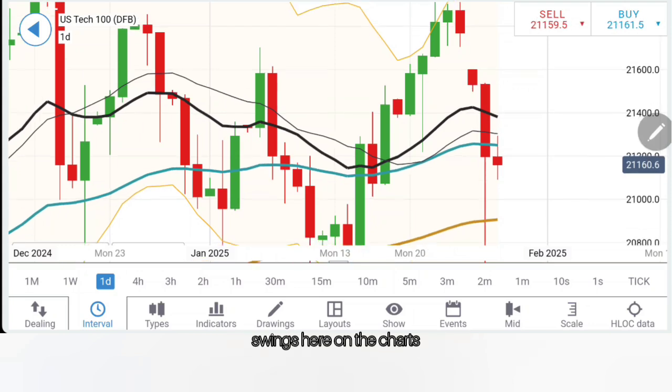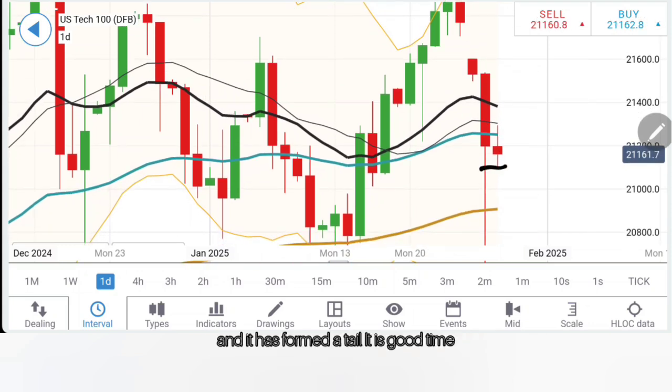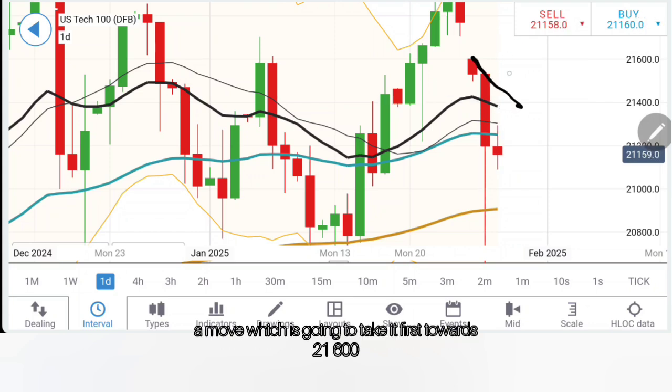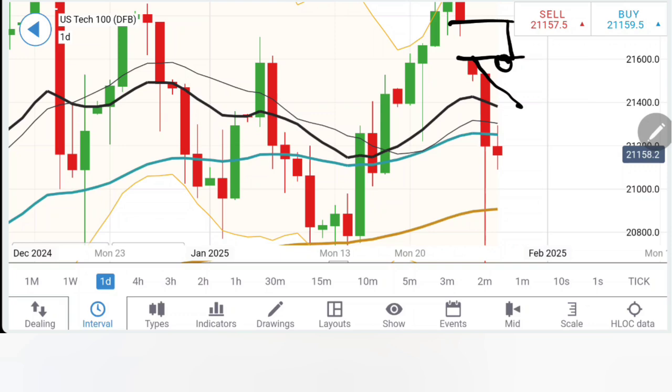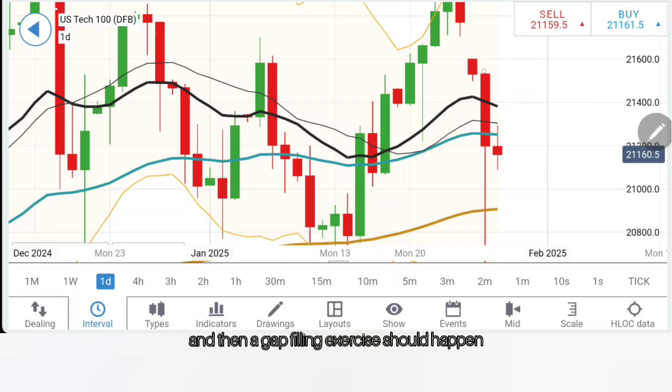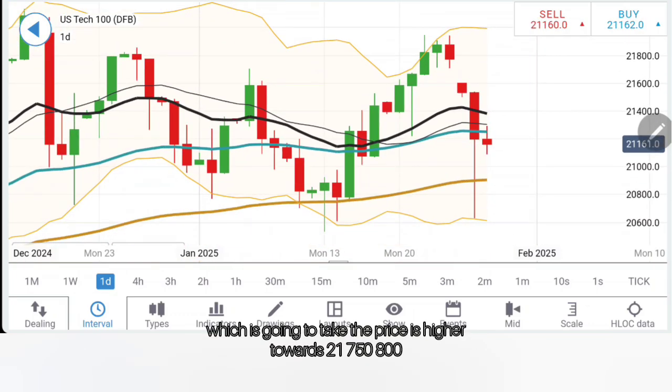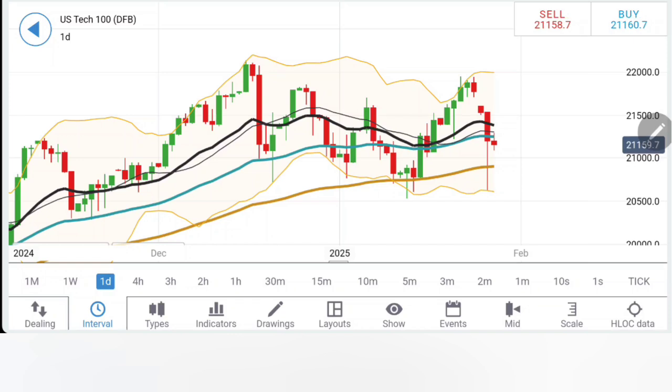See little swings here on the charts, and it has formed a tail. It is a good time for it to bounce back, but only and only if it trades above 21,400, we can expect a move which is going to take it first towards 21,600, and then a gap filling exercise should happen, which is going to take the prices higher towards 21,700, 21,800 zone.